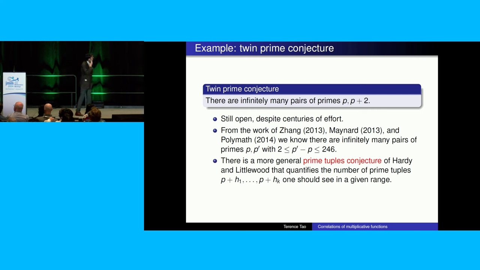And this is just the simplest of a much more general family of conjectures. For example, this is a special case of something called the prime tuples conjecture of Hardy and Littlewood, which counts not just twin primes, but tuples of primes, like P plus 2, P plus 6, for instance. But I won't talk about this more general conjecture.